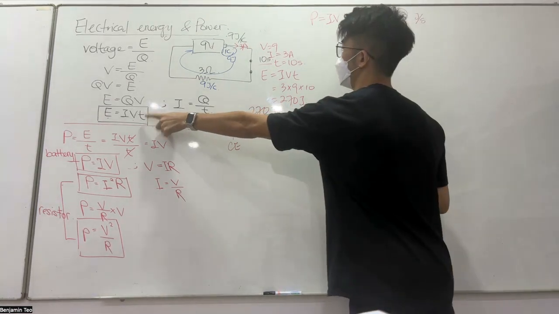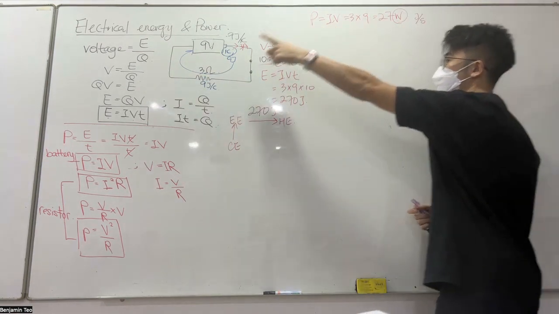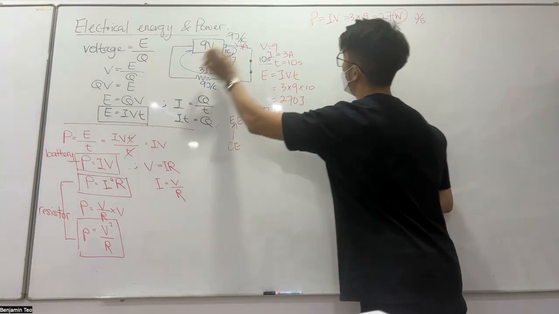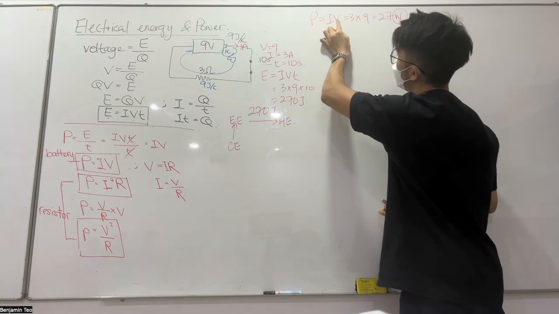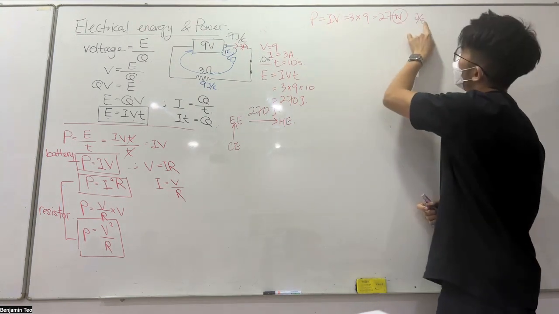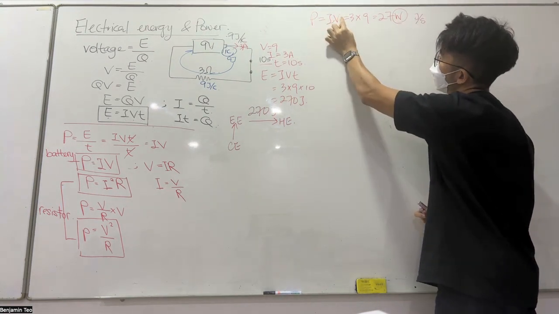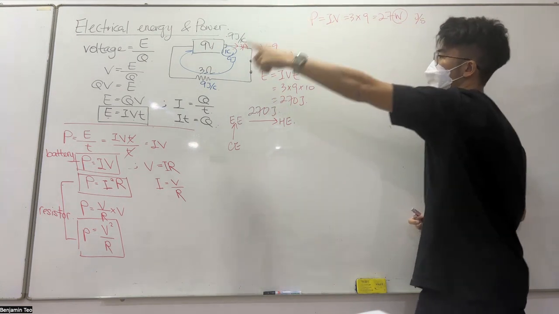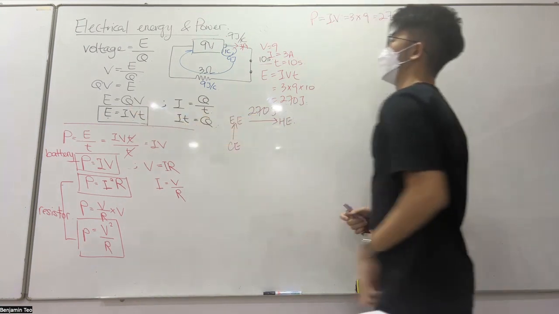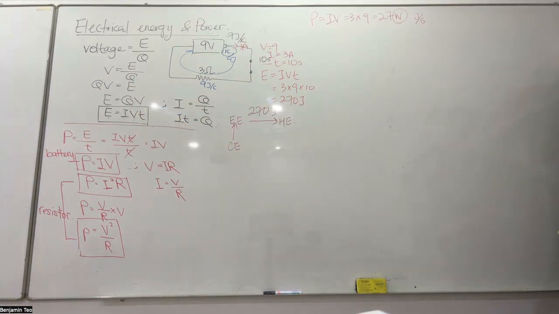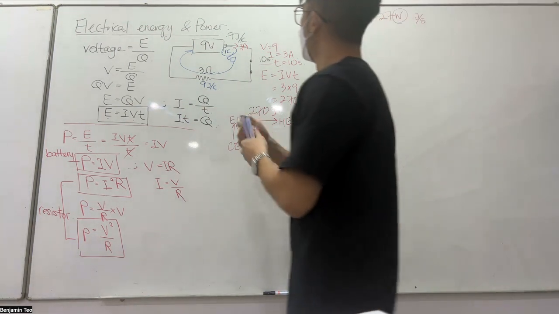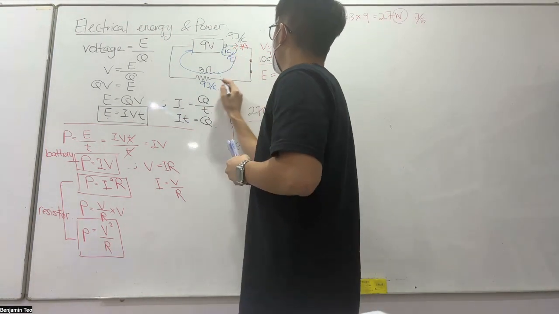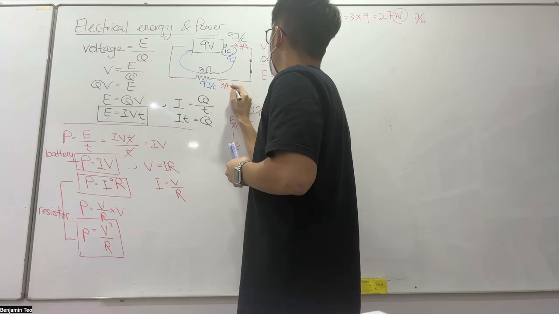Okay, that's why these 2 are very related. Power is IV, you times by how much time? Because this is per second now. You times by how many seconds? 10 seconds. You get the energy. Why do you get IVT? This current of 3 ampere flows here.